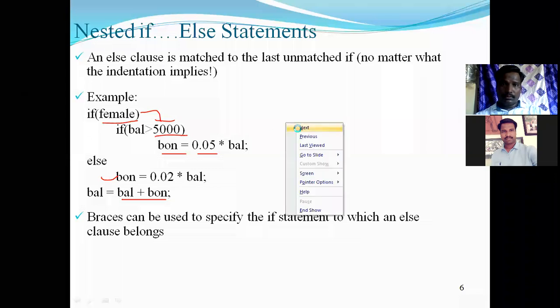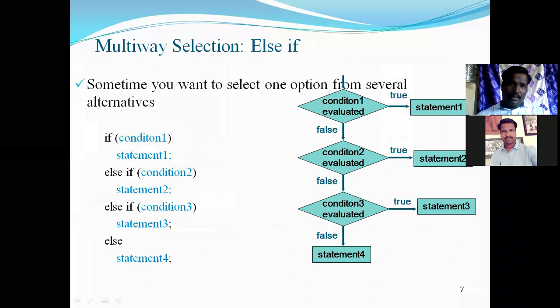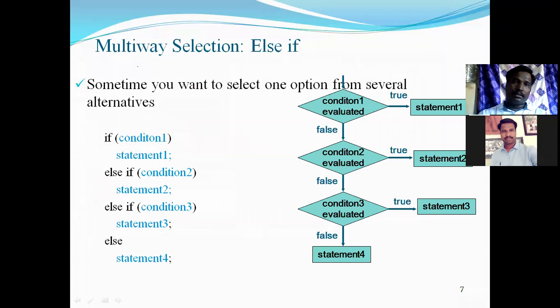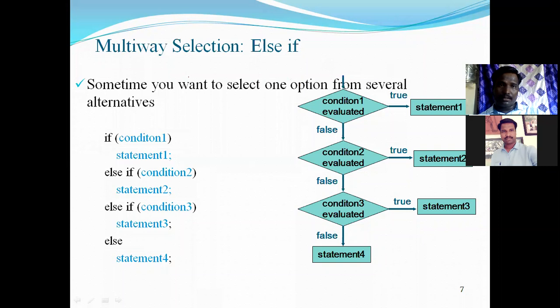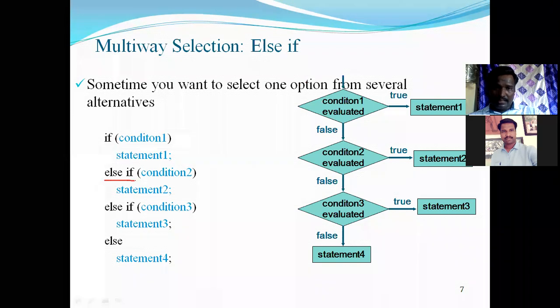Okay, so we'll go with the next one. The next one is the if else ladder, or multi-way selection. The previous one is nested if else, and this one is multi-way selection. If you want to choose among multiple options, then you have to go with the if else ladder. In this diagram, this flowchart represents how to use else if.